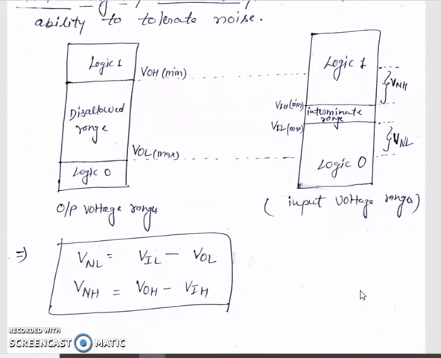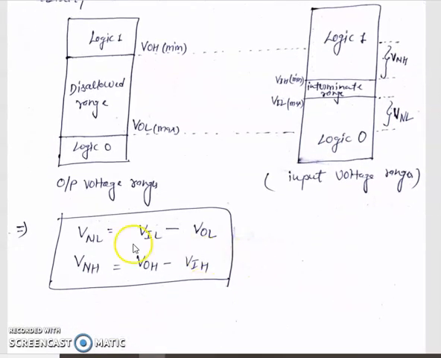This is the noise margin formula. VNL is the difference VIL minus VOL. See here these differences, and VNH, that is the noise voltage at the high level, is VOH minus VIH.